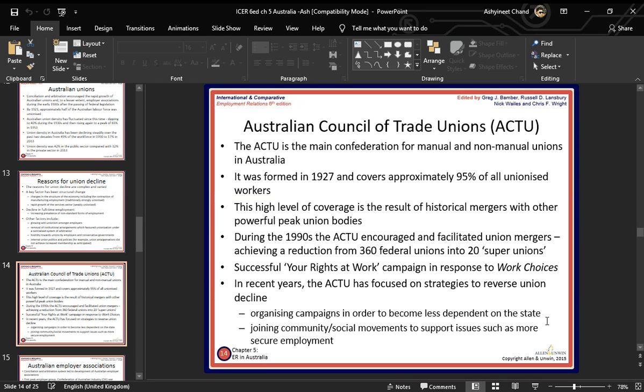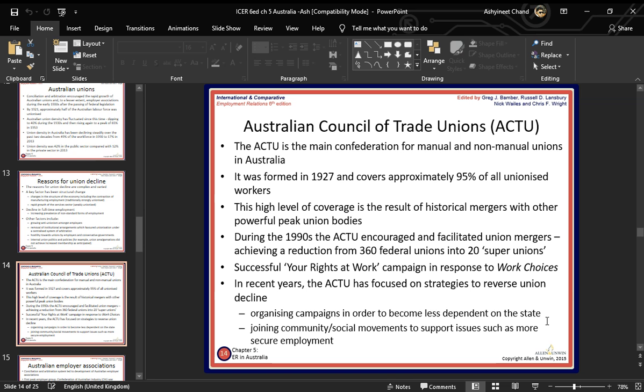Australian Council of Trade Unions, ACTU, what is this? So the ACTU is the main confederation for manual and non-manual unions in Australia. ACTU is the umbrella body of trade unions. Simple as that. It was formed in 1927 and covers approximately 95% of all unionized workers. This high level of coverage is the result of historical measures with other powerful peak union bodies.